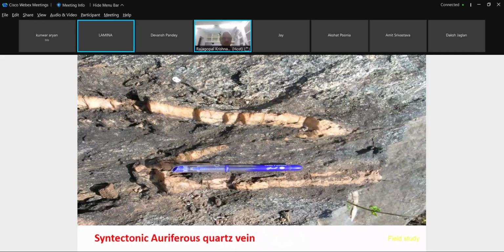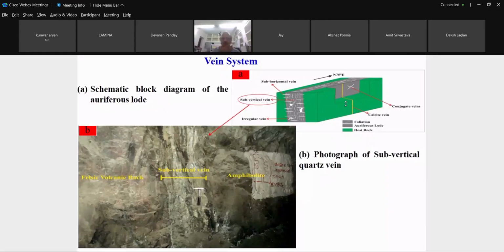Okay, sir. Yes. So these are syntectonic quartz veins. You can see the shearing. It's basically a shearing. You can see the sheared quartz vein, or it's a quartz vein formed during shearing. This is from an underground mine in Karnataka, the most famous Hatti gold mine.